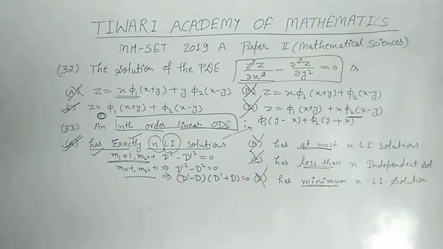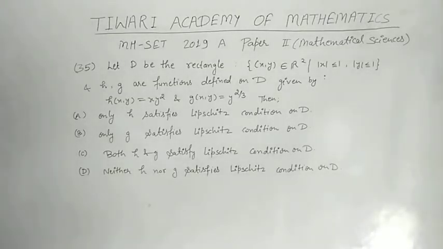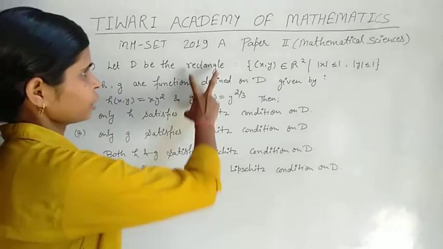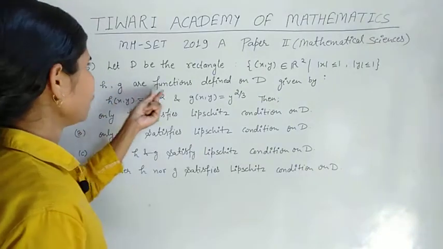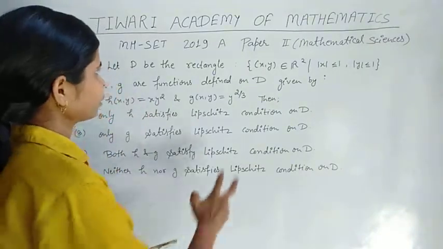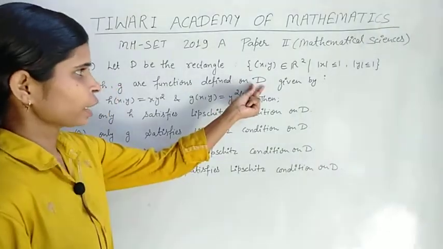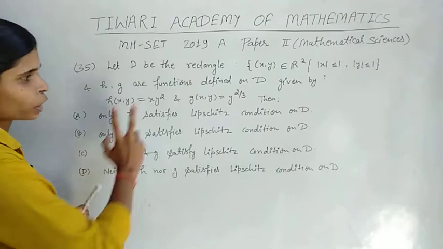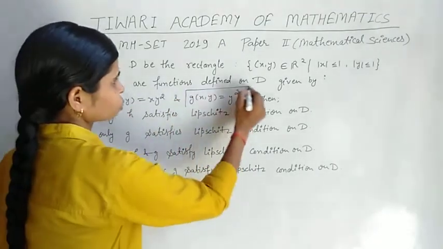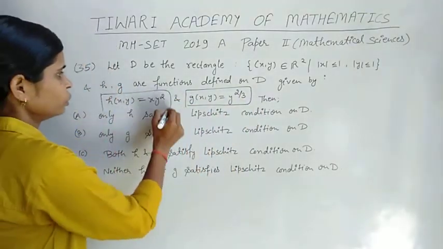Next, we move on to the next question, question number 35. The statement of question number 35 is: let D be the rectangle defined by this, and h and g are functions defined on D, where D is a rectangle defined by this method. Okay. h(x, y) = xy² and g(x, y) = y^(2/3).